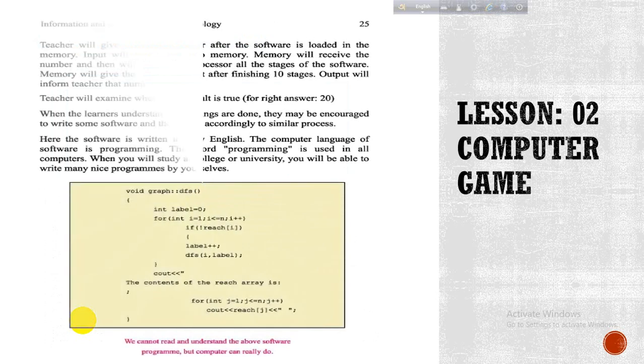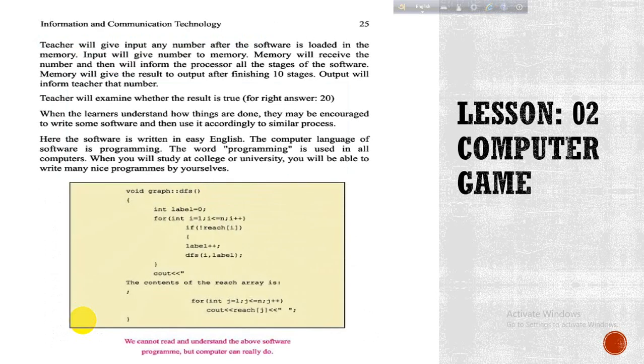Okay, so let's come to the next page, lesson 2, computer game. Come to page 25. On page 25, the teacher will give input any number after the software is loaded in the memory. When the software is loaded in the memory, the teacher will give the input the number. Input will give number 12. Then input will give the number to memory. Memory will receive the number.